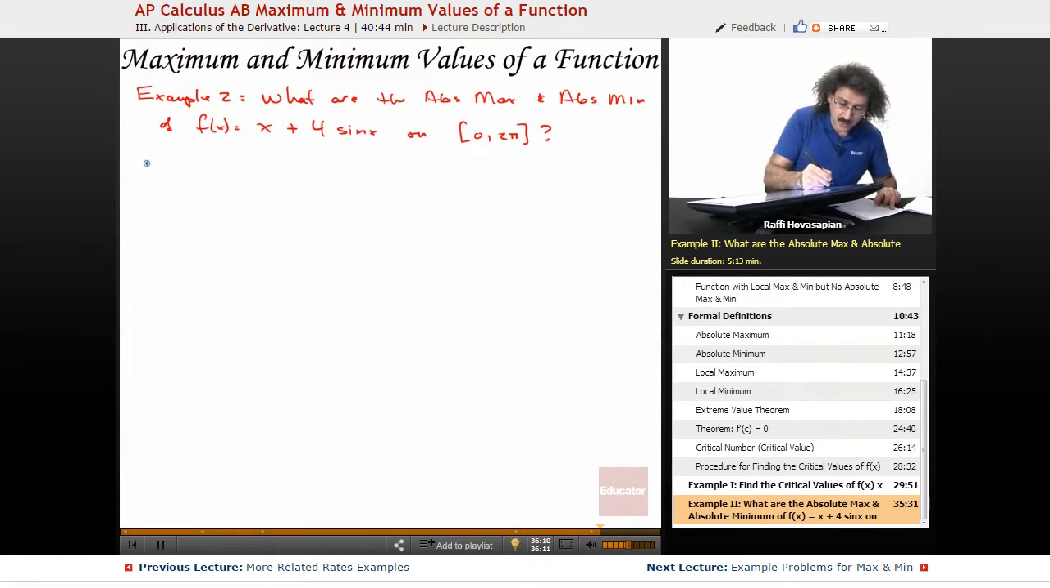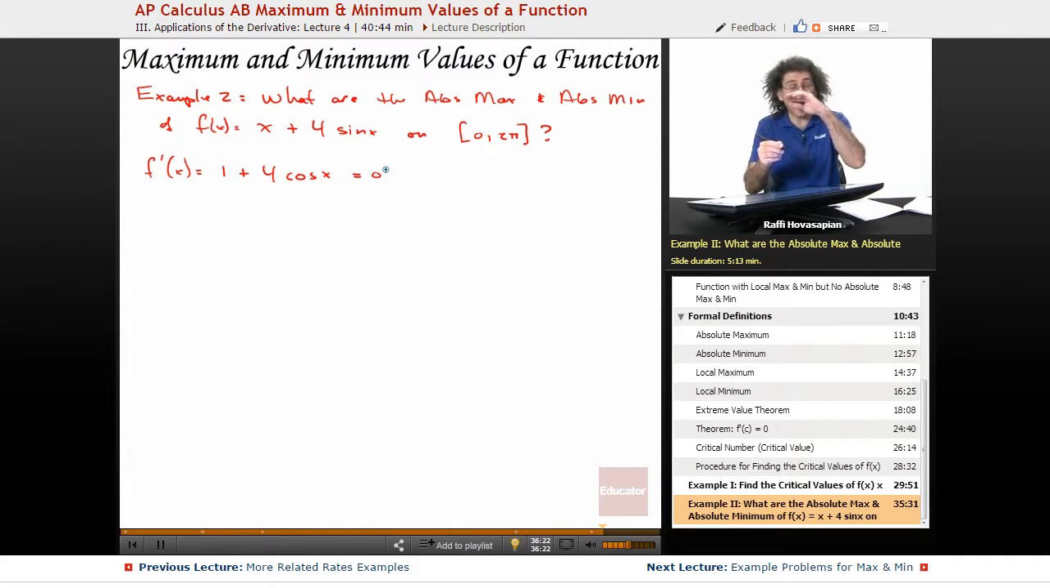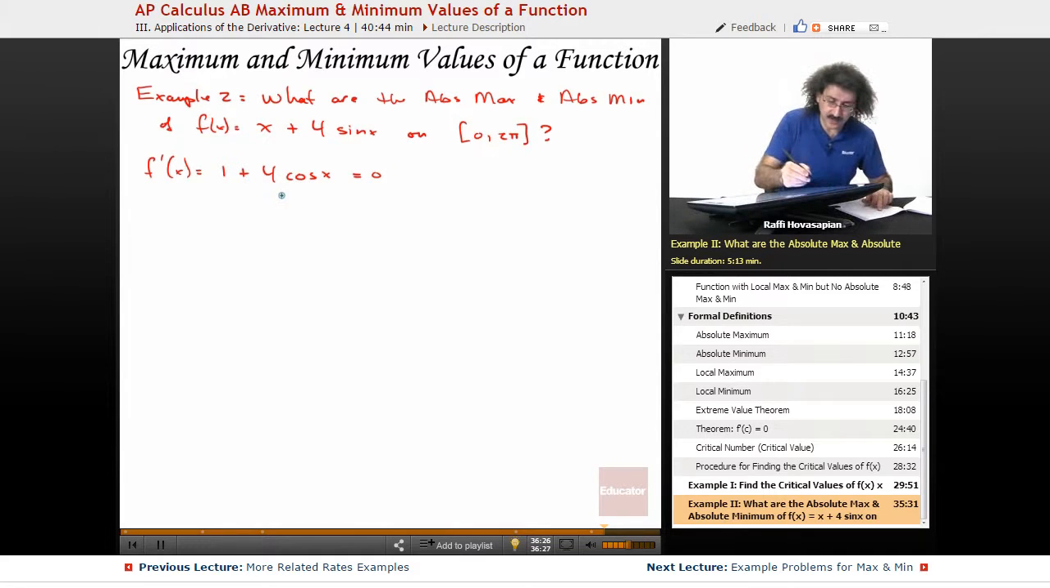Okay, well, let's go ahead and take f prime. So f prime of x is equal to 1 plus 4 times the cosine of x, and we set that equal to 0 because our first step is to find the critical values of this function. Critical values, we take the derivative and we set it equal to 0. So I've got cosine of x is equal to 1/4. That means that x is equal to the inverse cosine of 1/4, or 0.25.